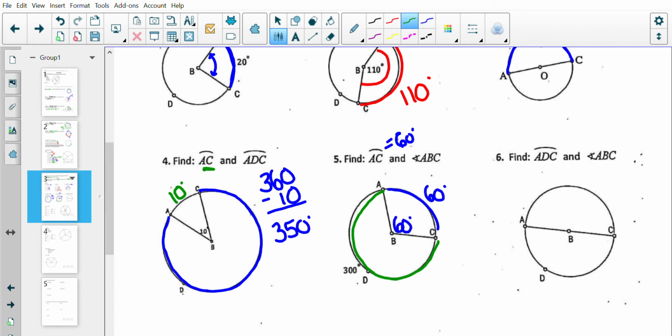And last but not least, find ADC. Well, ADC, once again, we have a semicircle, which means angle ABC is the same 180 degrees.